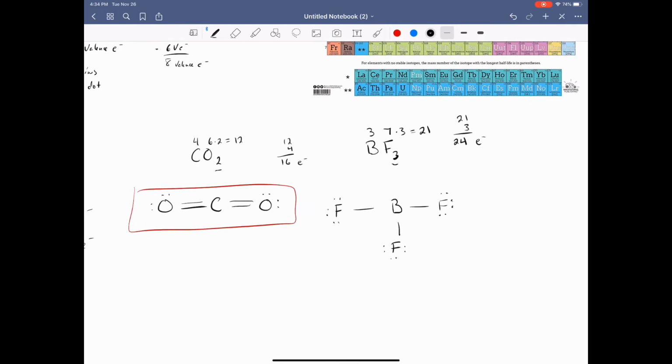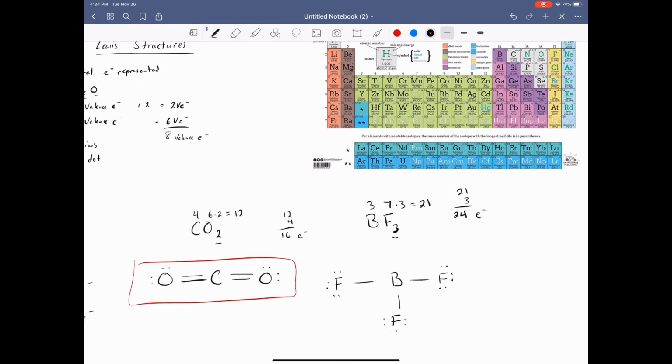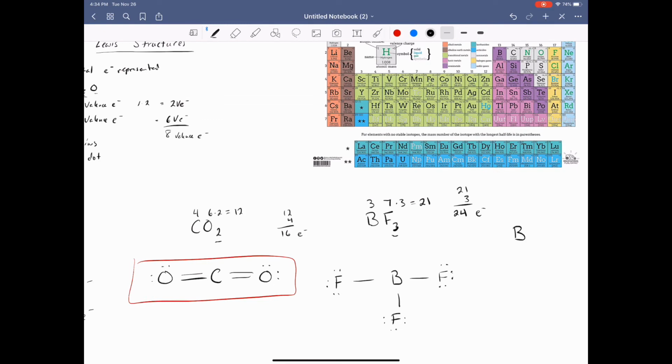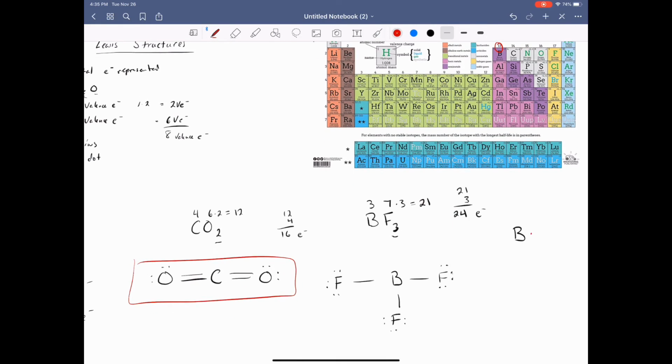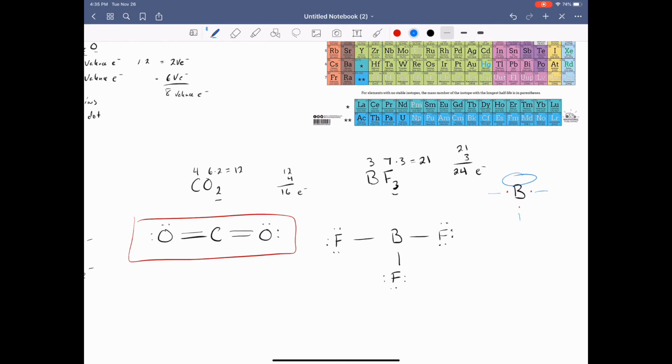This is because when you fill in boron, say we have B, and you fill in its valence electrons, we have 3 valence electrons, and we fill these in like this: 1, 2, 3. So this space right here is empty, meaning that it only needs 6 electrons to satisfy its sextet. So that is the structure of boron trifluoride.